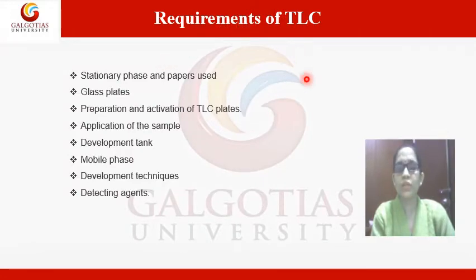What are the requirements for TLC? The main requirements are stationary phase and glass plates, preparation and activation of TLC plates, application of the sample, development tanks, mobile phase, development techniques, and detecting reagents. Detecting agents are required after the development, because some compounds are not UV active and some compounds are not visible, so detecting reagents or spray reagents are used for visualization of those compounds.